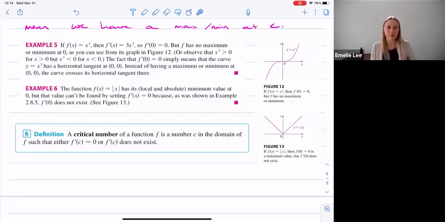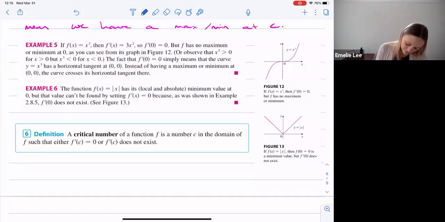A critical number, for some reason I have a hard time saying critical number. A critical number of a function f is a number c in the domain of f such that either the derivative is equal to 0 or it doesn't exist, right? So these are two different ways that we can develop these critical numbers. Now these critical numbers are what we will use to pull out potential minimums and maximums.